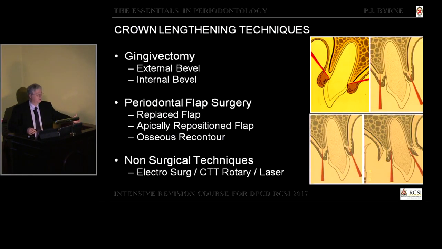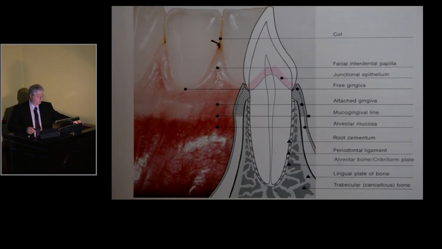Crown lengthening techniques may be via gingivectomy, external or internal bevel, periodontal flap procedures like the replaced flap, the apically repositioned flap, and we may engage in getting our burr out and engaging in osseous recontouring where we need to move that margin apically. There are also limited applications for certain non-surgical techniques. But we do need to be cautious with those.